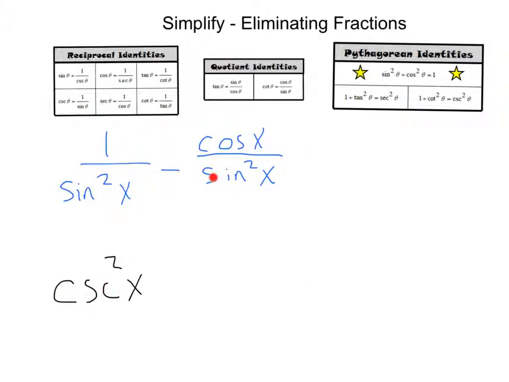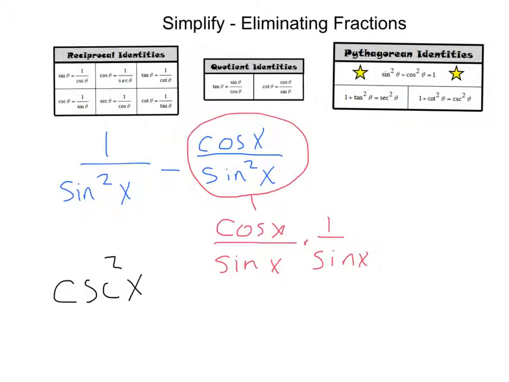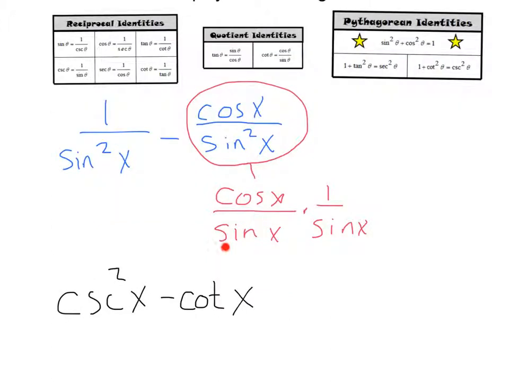Let's take a look at our second term here. Here we have minus cosine x over sine squared x. What if we rewrote this as cosine x over sine x times 1 over sine x? All I did was split this sine squared x into two separate sines. Now I have cosine x over sine x. That is one of my quotient identities, which is cotangent x. And I could rewrite that here.